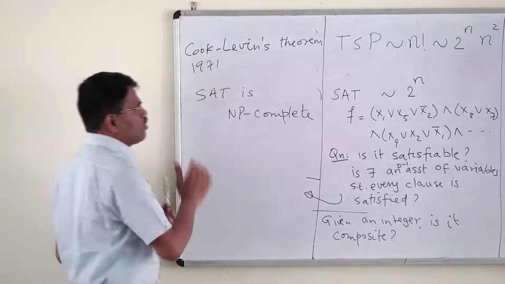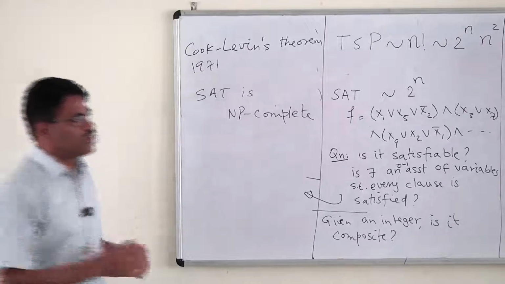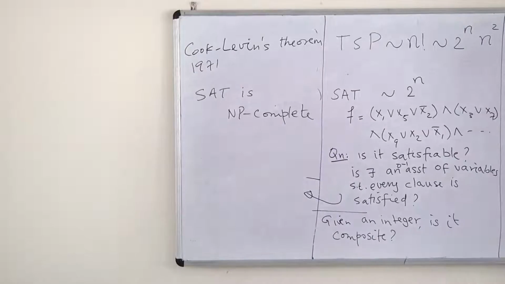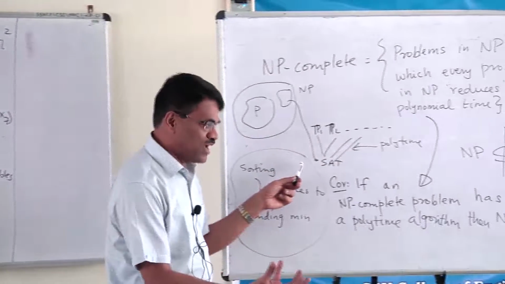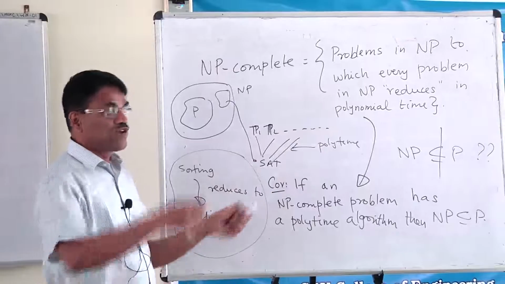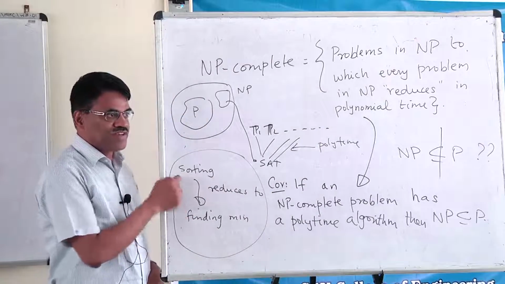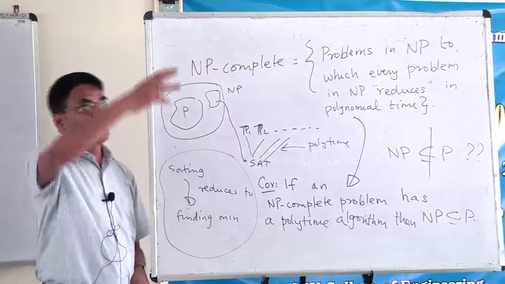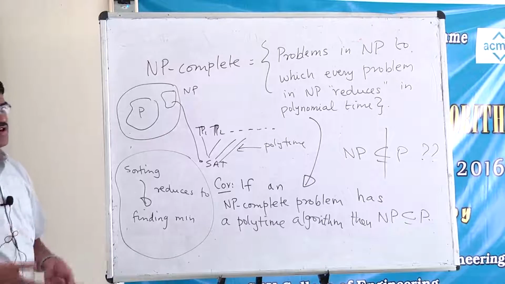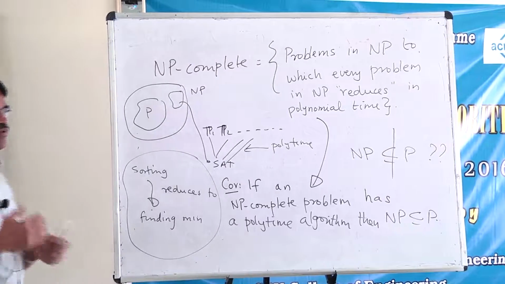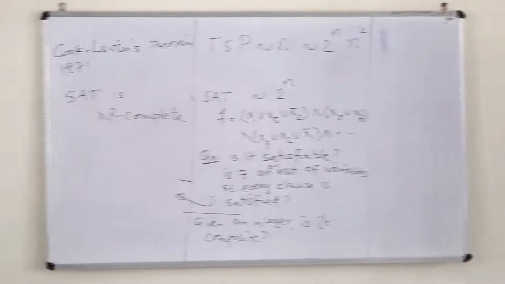So how did he show this? It looks like a very hard thing to do, because you are saying every NP problem in the world reduces to this SAT problem in polynomial time. It's hard enough to show this specific example, sorting reduces to min. Now you're going to pick every NP problem and reduce it to this. Well, how did you show this? Well, there is a definition of an NP problem. What is an NP problem? There is a non-deterministic Turing machine which accepts in polynomial time, right?